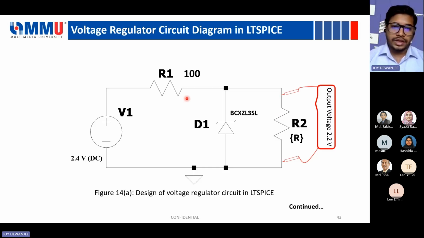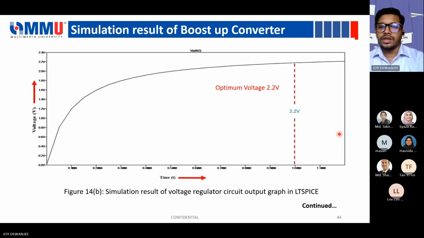Finally, I mentioned that we have to use the voltage regulator circuit also. So here we are using the voltage regulator circuit, and the input that comes from the boost-up converter circuit is 2.4 volt, and finally we maintain the voltage regulator output at 2.2 volt. These are the graphs for the voltage regulator circuit.